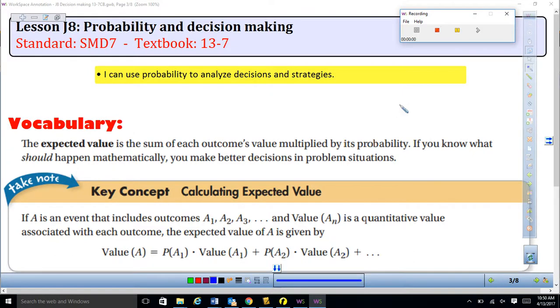Lesson J8, Probability and Decision Making. By the end of this lesson, you should be able to use probability to analyze decisions and strategies. Let's start with some new vocab.